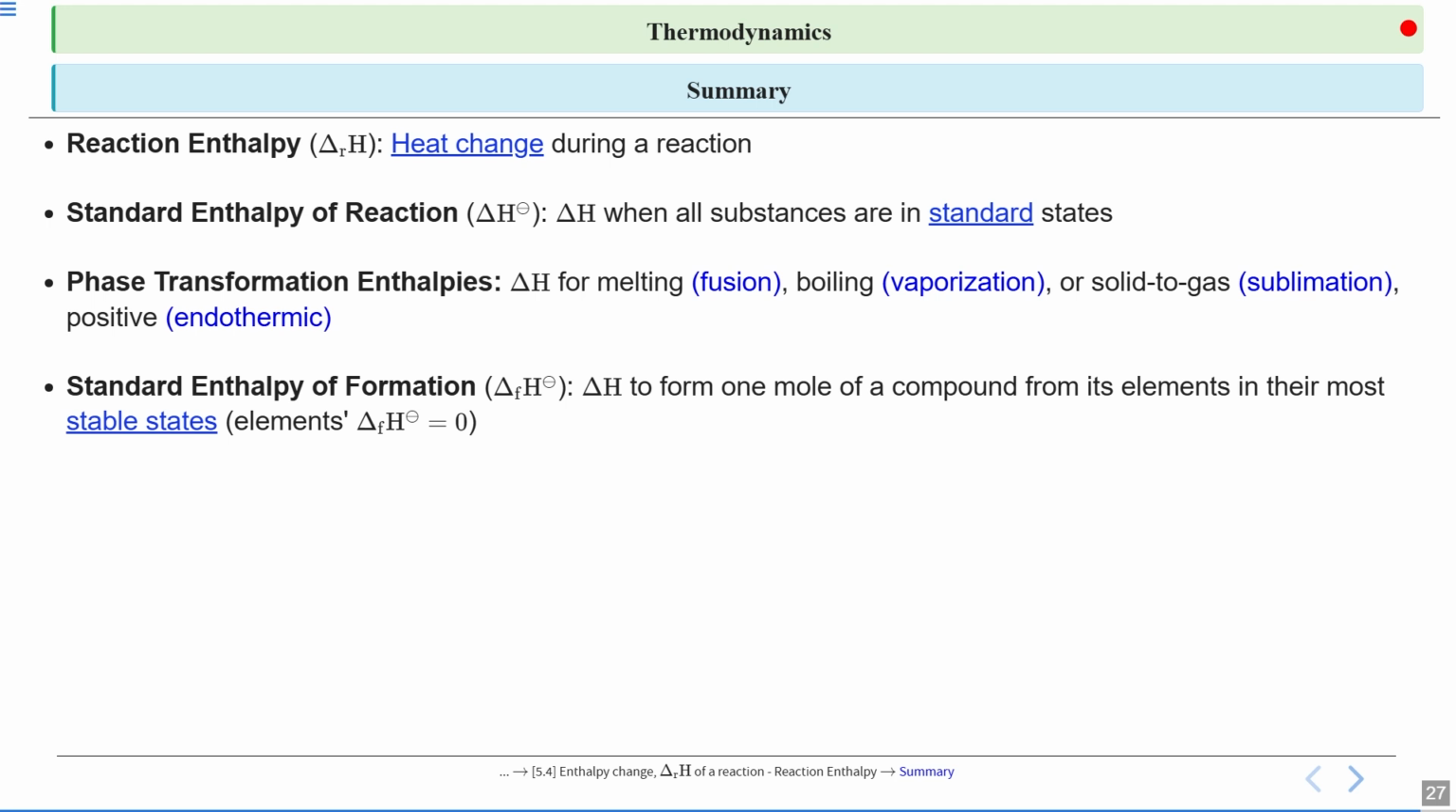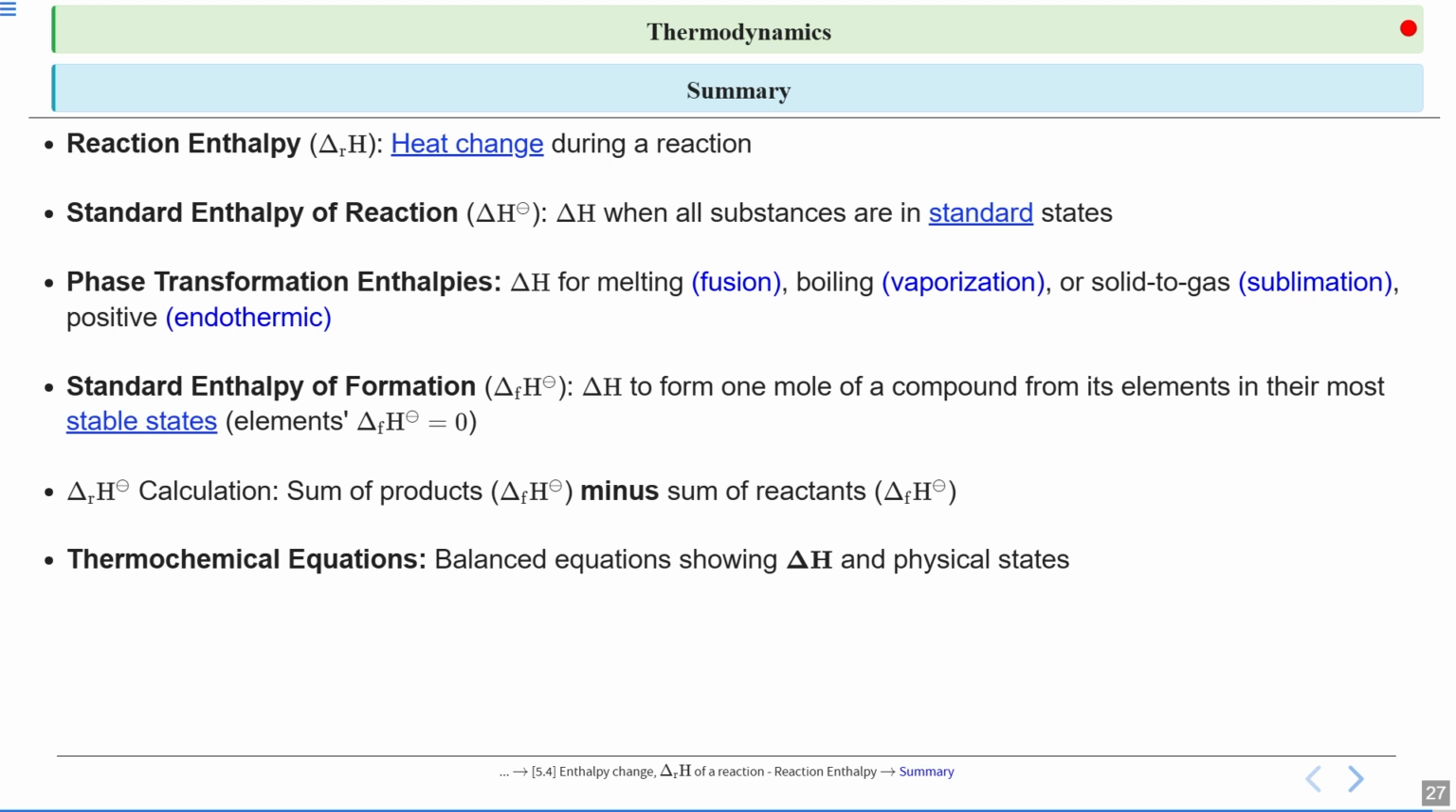What next did we do? Next we studied the standard enthalpy of formation. What is standard enthalpy of formation? It is the formation of the compound or the substance from its elements, where the elements are in the most stable state or the reference state. And for the elements in the reference state, you will take delta FH naught as 0. How do we calculate the enthalpy of reaction in terms of the standard enthalpy of formation? We simply subtract the enthalpy of formation of reactants from the enthalpy of formation of products.